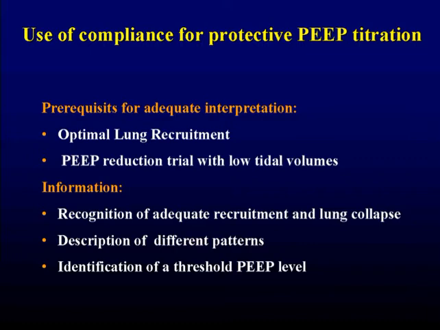The information we can get from dynamic compliance is that we are able to recognize adequate recruitment, and we can recognize lung collapse. We can describe different patterns in different patients, with different degrees of lung severity, and importantly, we are able to identify a threshold PEEP level below which we know that collapse is occurring. So we can take the maximum advantage of a recruitment maneuver because we identify the PEEP level above which we have to keep our pressures in order to avoid collapse.